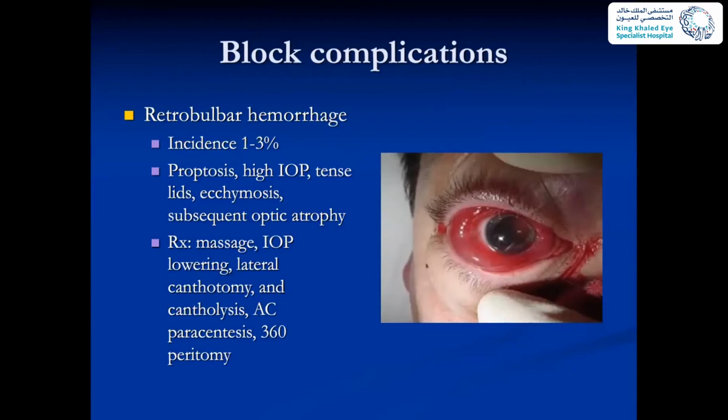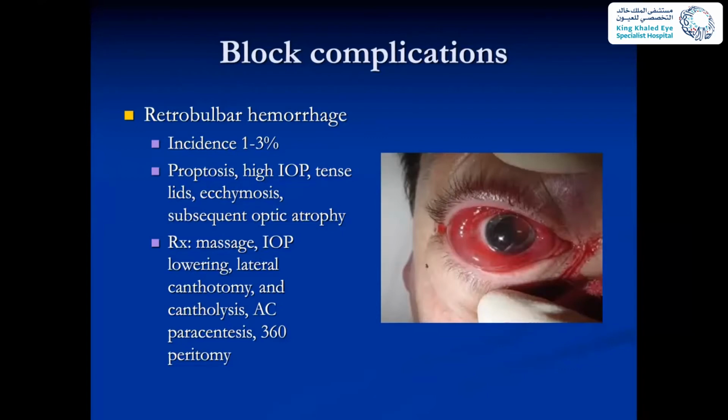Most cataract surgery today is done under topical anesthesia, but for some cases we need to block the patient by doing peribulbar or retrobulbar anesthesia, for an uncooperative patient or other indications. One of the complications that might arise when you do your block is retrobulbar hemorrhage. The incidence is 1 to 3%, and you would identify it immediately.